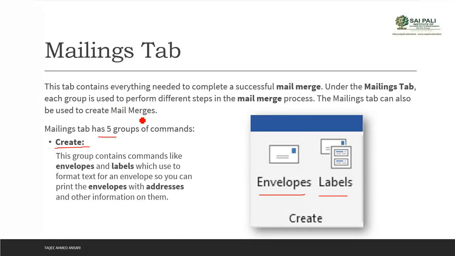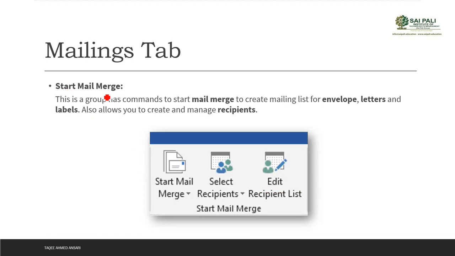Now the next group in this tab is start mail merge. This group has a command to start the mail merge and to create the recipient list also. We have a command here to start the mail merge process, and a command here to add the recipient, the person to whom we want to send the letters. And once you add the recipients, you can edit and manage them also. You can have lots of recipients, maybe 100, 200, 500 recipients.